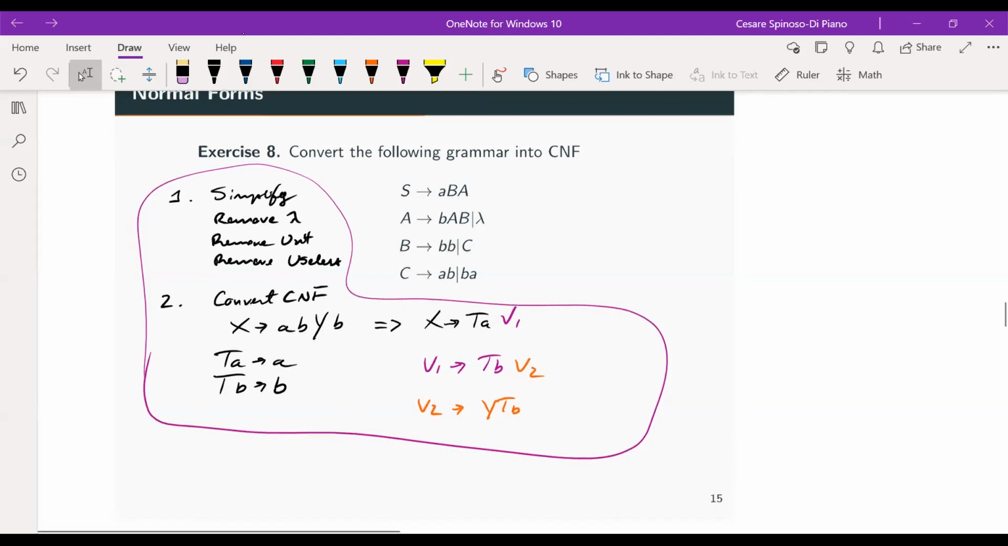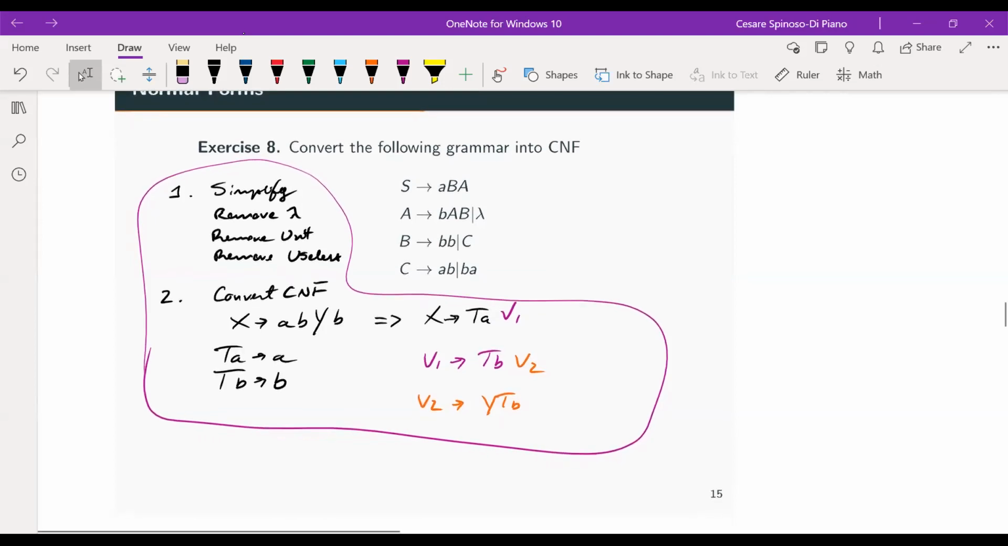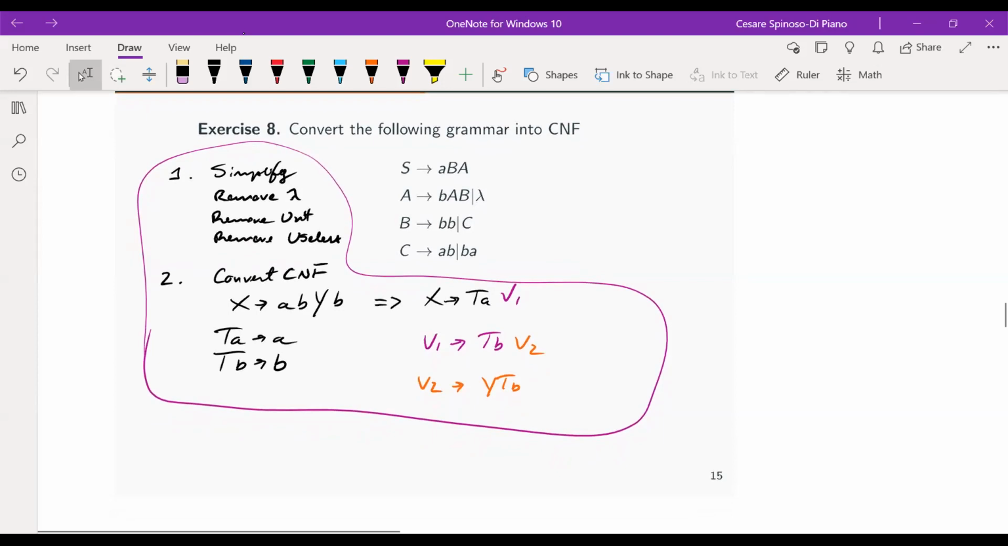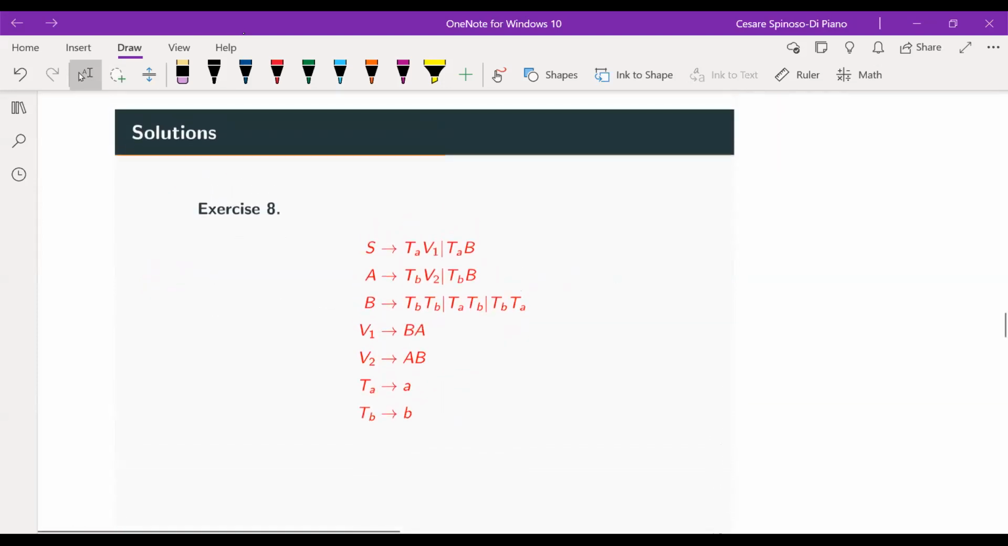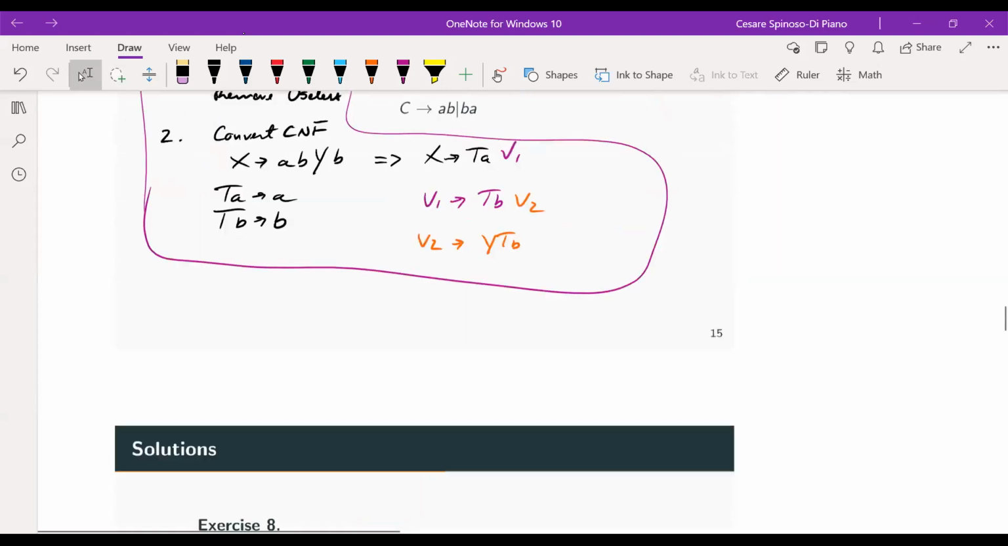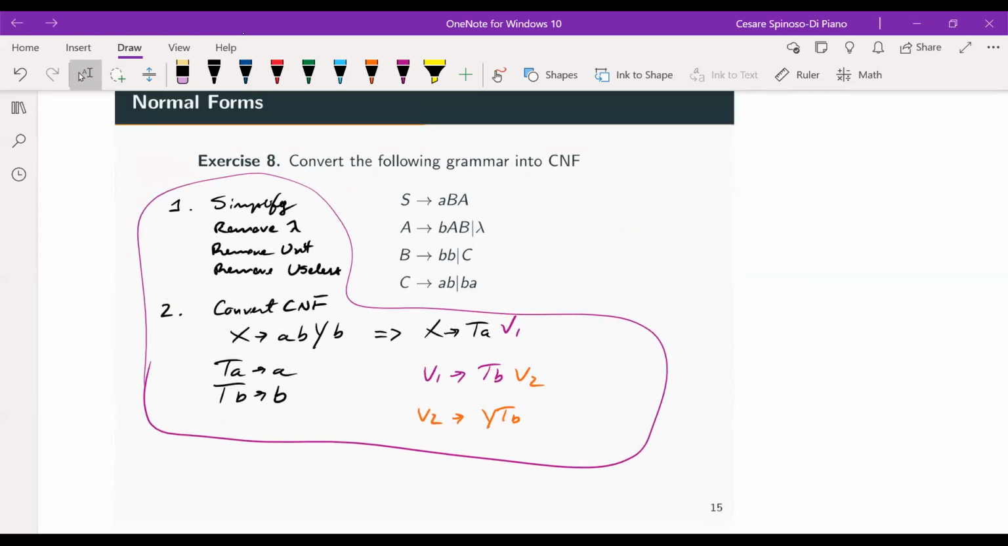Yeah, I'm thinking that you're right. Actually, I think because the lambda's there, A can go to lambda. So when you do the first step, that becomes just BB, a capital B. But when you remove lambda productions, remember what happens? You get BAB, and then you also get BB, right? But okay, this guy is useless. Yeah, that's true.